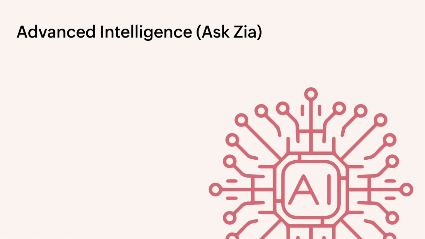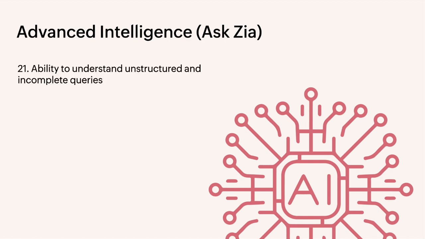We have beefed up our advanced intelligence capabilities in Zia. Zia now understands unstructured and incomplete queries. This means you need not be grammatically correct or structured. You can ask unstructured, incomplete questions, and Zia understands these questions to give you the necessary answers. We have also built in typo tolerance. In case you're typing a question with spelling mistakes, Zia can understand those terms and can give you relevant insights.